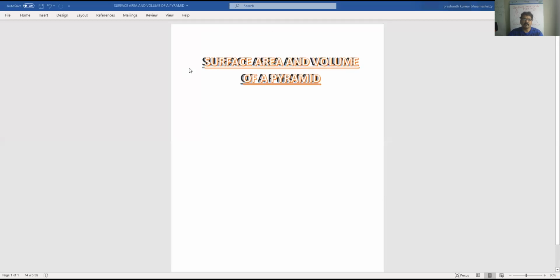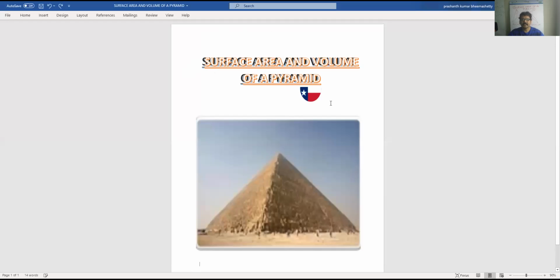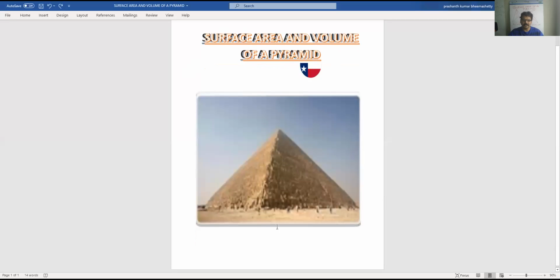So today we'll be learning about the surface area and the volume of the pyramid, but let's focus in this video only on the surface area. So let me get into the class, into details. Look at the picture here. You're absolutely right. It is a pyramid.